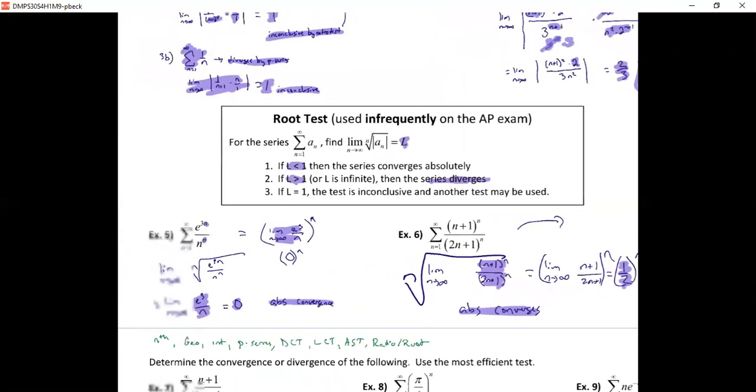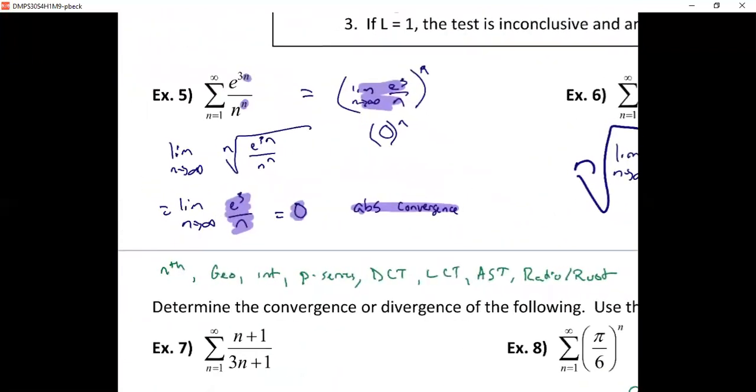And now let's pull it all together. So what I did was I listed at the top: nth term test, geometric series, integral test, p-series test, direct comparison, limit comparison, alternating series, ratio, and root test. Those are all the different tests that we get to choose from as we approach the problem.